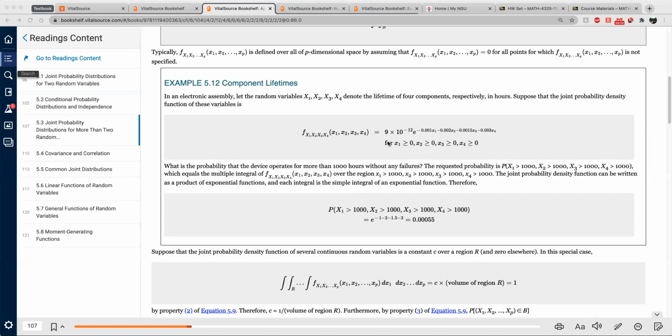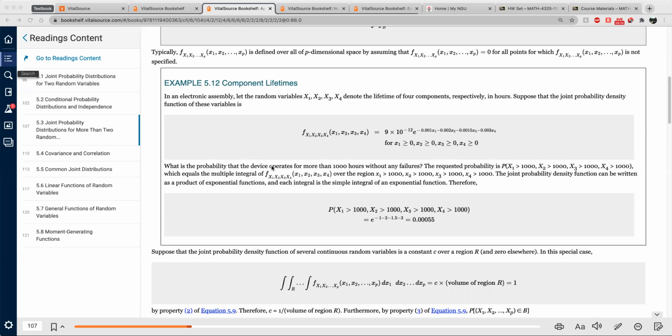So it makes sense. And x1 through x4 are greater than or equal to 0. That gives us what the domain looks like, right? So this is what determines the domain of that joint PDF.